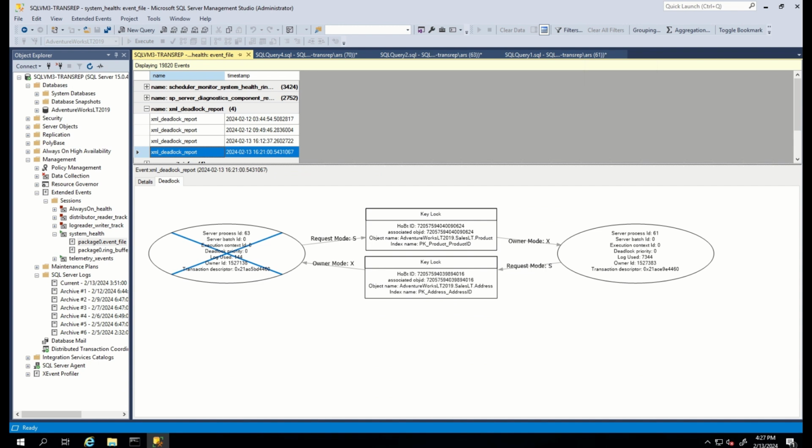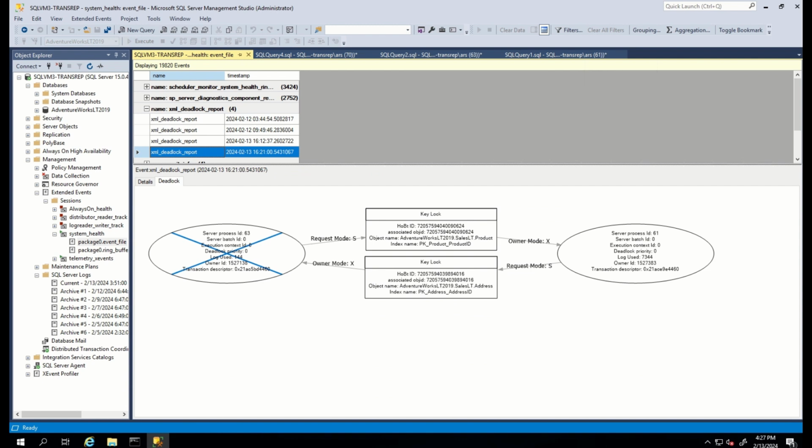At the same time, session 61 is requesting a shared lock on another key, but it is owned by an exclusive lock by session 63. As a result, SQL Server took this case as a deadlock. Very straightforward diagram, right? Now we understand how the deadlock happened, which sessions are being blocked, and which session was selected as victim. Let's switch to why the deadlock happened and how to resolve it now.